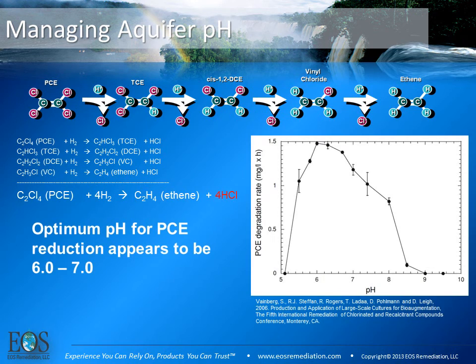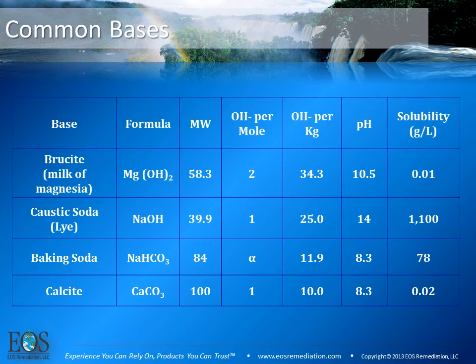And why does this matter? It's well documented that Dehalococcoides and some other microbes in the subsurface are sensitive to pH. In fact, if you get too high or too low in pH, their microbial activity essentially stops. So how do you control the swings in pH? Well, you could add a base. Here I've listed 4 very common bases that are used. I will point your attention to the column that says OH per kilogram. Again, just like our substrate, the amount of hydrogen you produce is important.